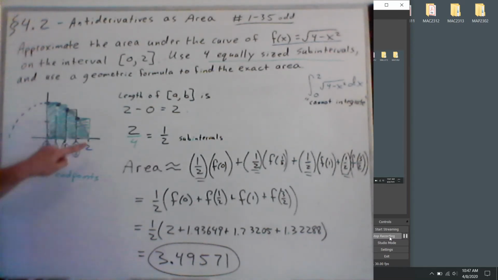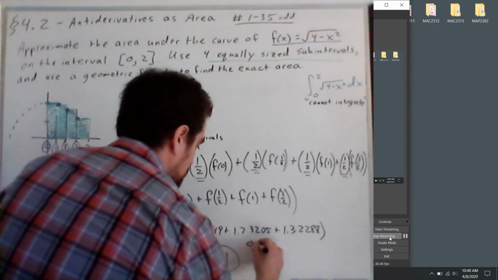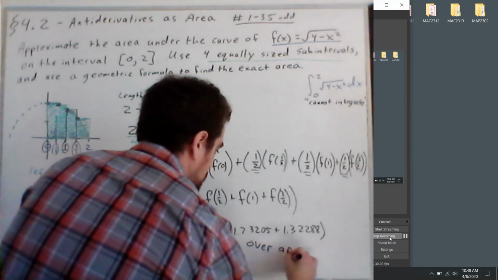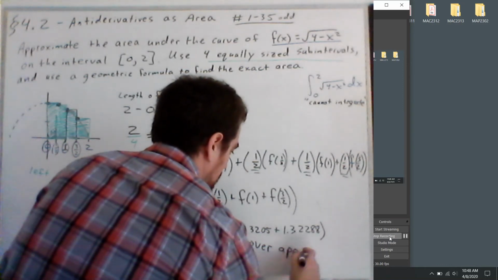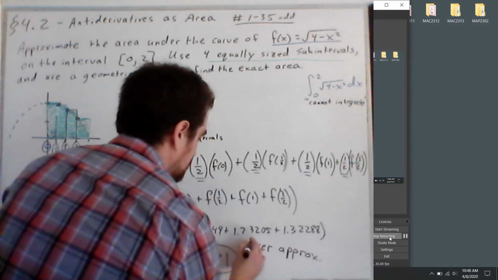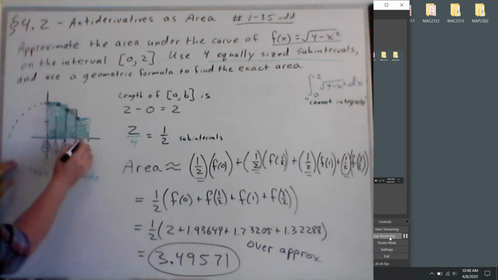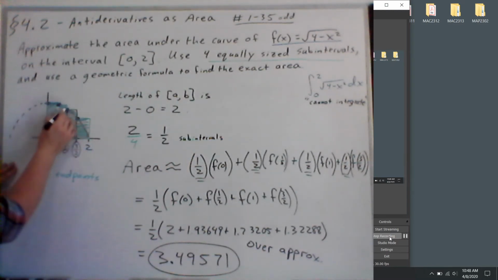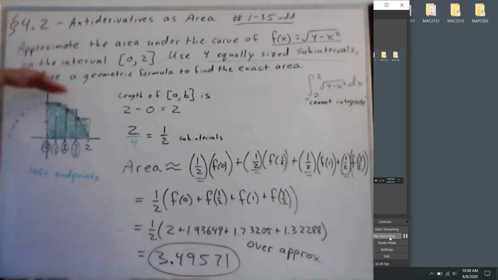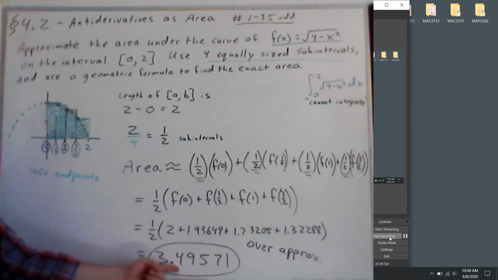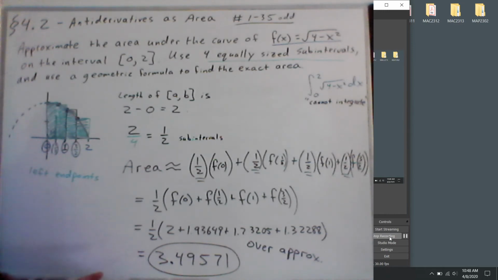Now, it's definitely an over-approximation. It's an over-approximation because our rectangles went above our curve. Here's our curve for the upper half circle. Notice all the extra area I accounted for above it. So this number is a little big, right? So the exact area is a little less than this number. But again, how much less could be hard to find out.